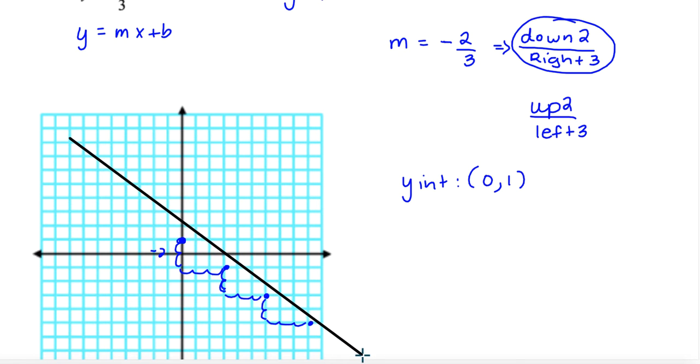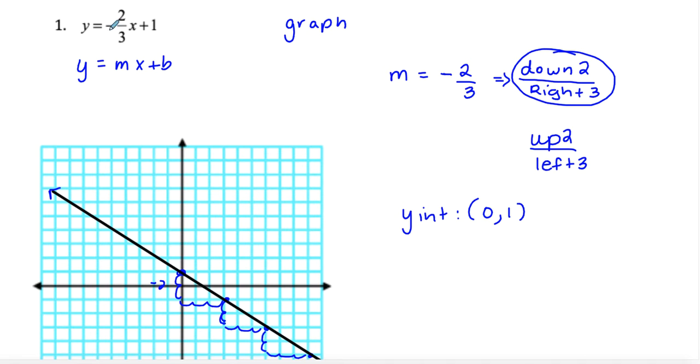I'm going to try my best here, guys, to get it through those points. You will probably be using a ruler, but I'm using my smartboard. And there's my line. I'm going to put arrows at the end of my line, indicating it goes on forever. And so there I have my line. And that is how I graph when I'm in slope-intercept form, y equals mx plus b.